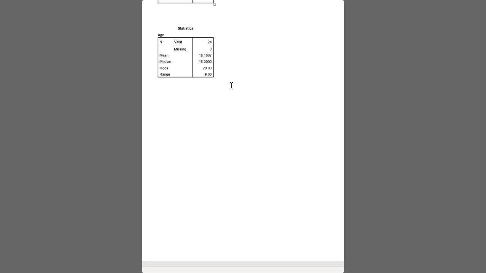So here the mean and the median are not that different, and you could go ahead and use the mean. If there was a substantial difference between the mean and the median, you might want to consider using the median for describing your measure of central tendency, for describing your numerical data.